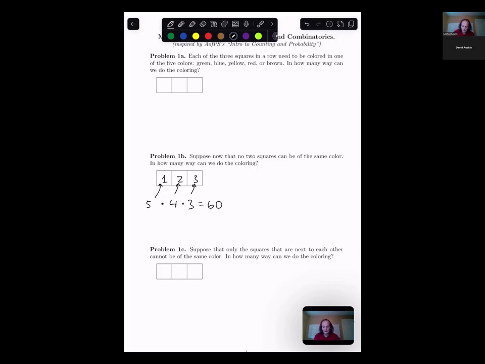All right. So in the first problem we had just five options for each of them, and we multiply them, and we get 125. And in the second problem, because of the restrictions, we get much less. So we get just 5 times 4 times 3, 60.